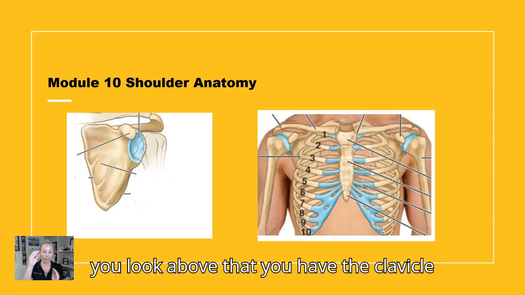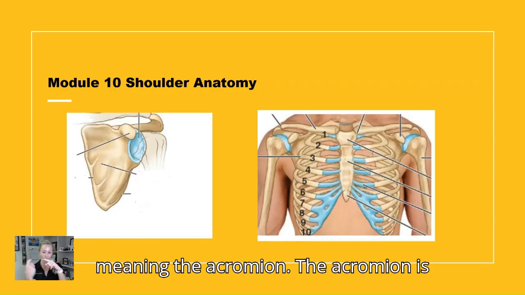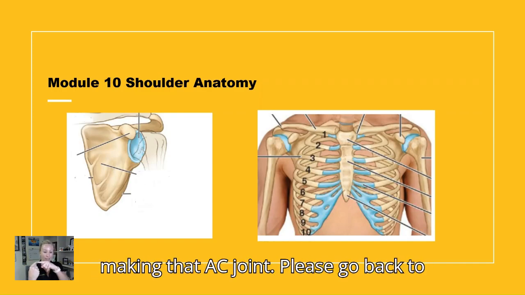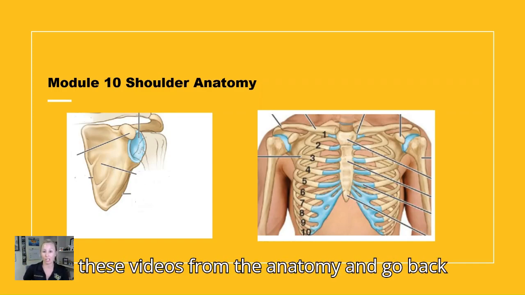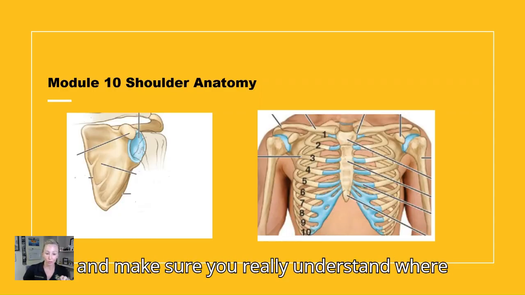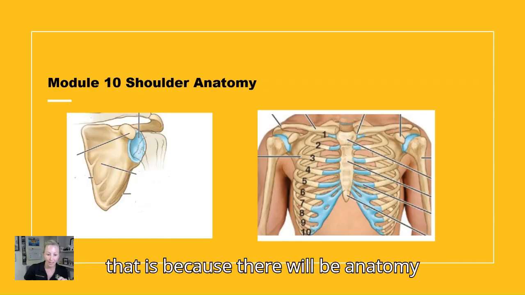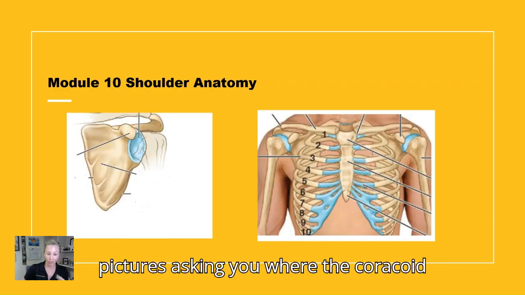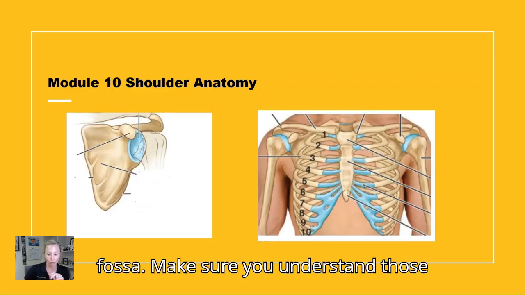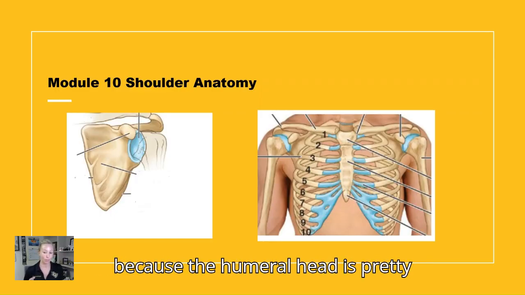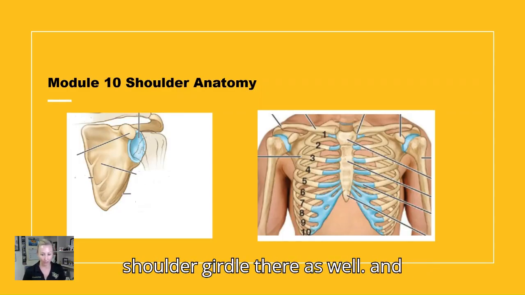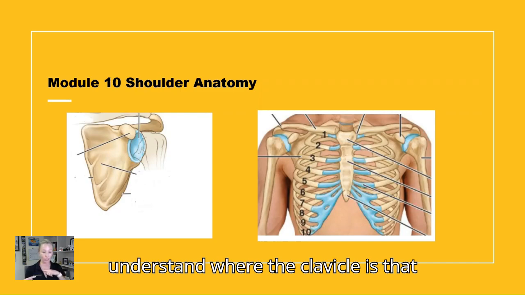And then you look above that, you have the clavicle meeting the acromion. The acromion is coming from the scapula, from the posterior side and around and attaching, making that AC joint. Please go back to these videos from the anatomy and go back to your APR assignments to review these and make sure you really understand where that is, because there will be anatomy pictures asking you where the coracoid, where the acromion is, the glenoid fossa. Make sure you understand those, because the humeral head is pretty obvious. You can see that, but you really need to understand the rest of the shoulder girdle there as well, and understand where the clavicle is that comes across.